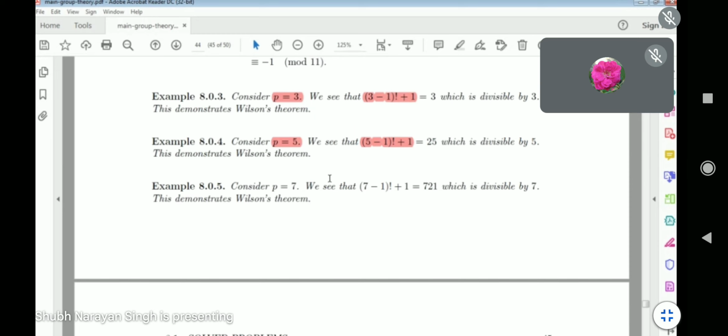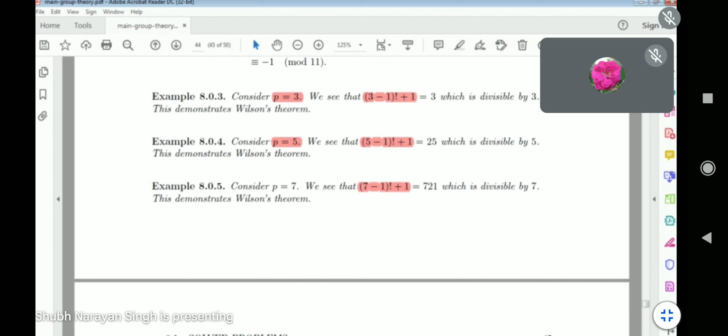In the next example, I assume that p is equal to 7. In this case, think about this term: 7 minus 1 factorial plus 1. 7 minus 1 factorial means 6 factorial, and 6 factorial is 720. 720 plus 1 is 721, and you can see that 721 is divisible by 7. You can cross verify that 7 divides 721. That means also in this example, when p is equal to 7, your Wilson theorem is verified.